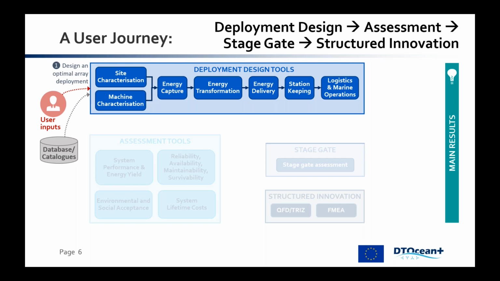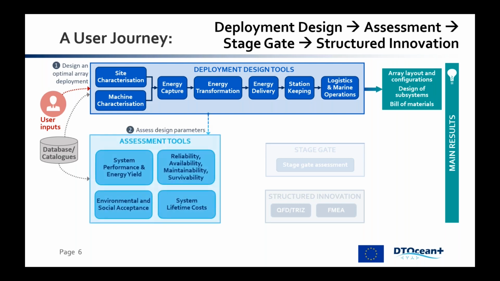Finally, they can design moorings and foundations to keep the device on station within the station keeping module, and plan logistical marine operations for both the operation and maintenance of the array. This gives the array layout and configurations, the design of subsystems, bill of materials, and more outputs. Next, they can assess the design parameters from this design using the 4 assessment modules in any order. And this results in a set of assessment benchmarks.